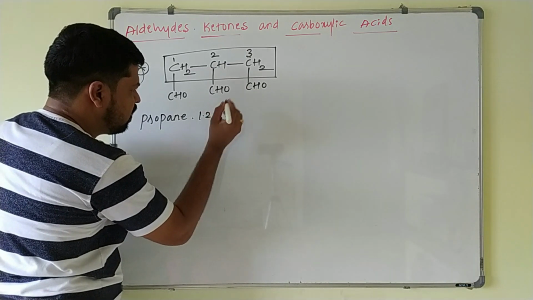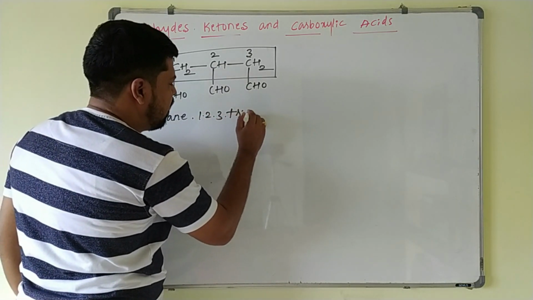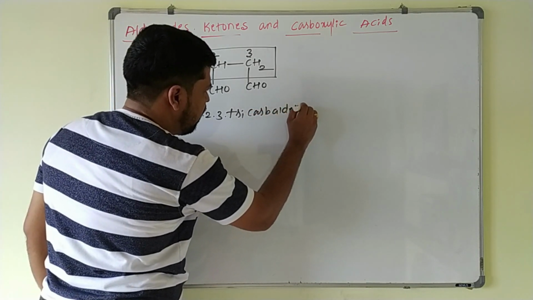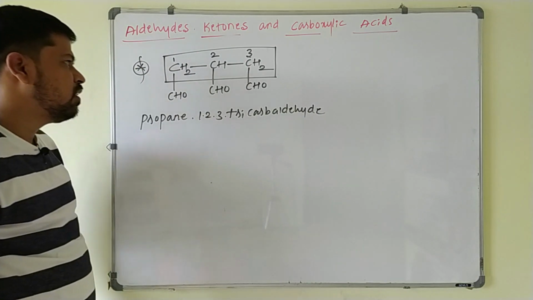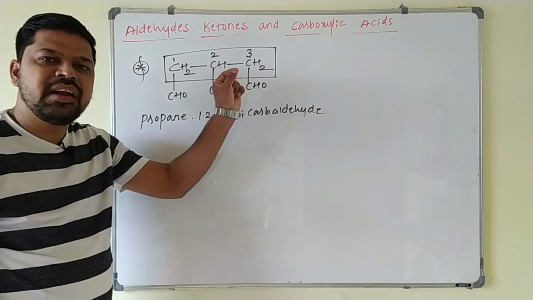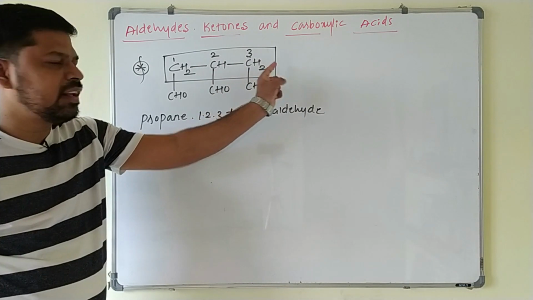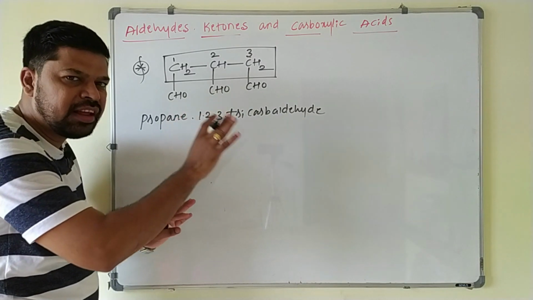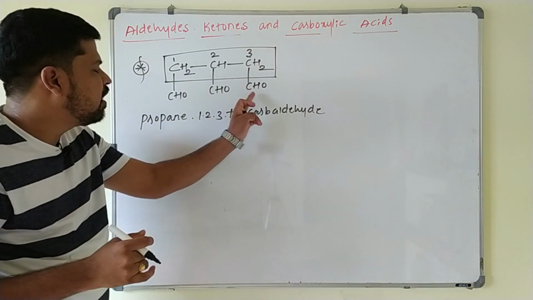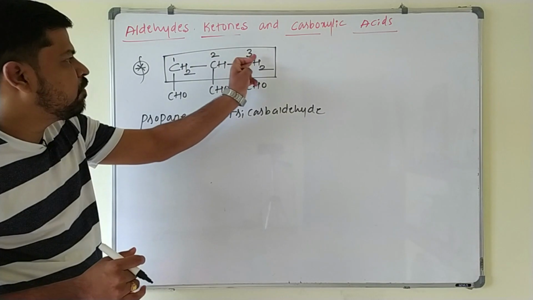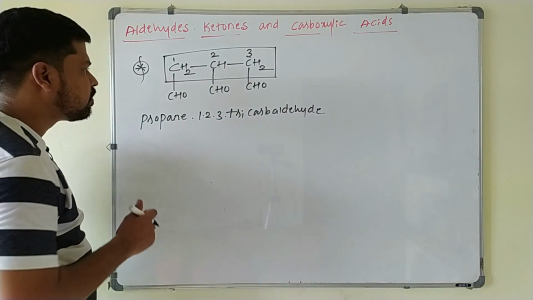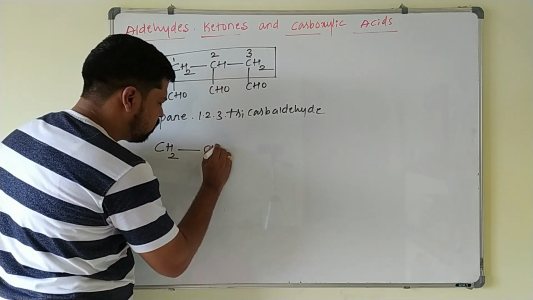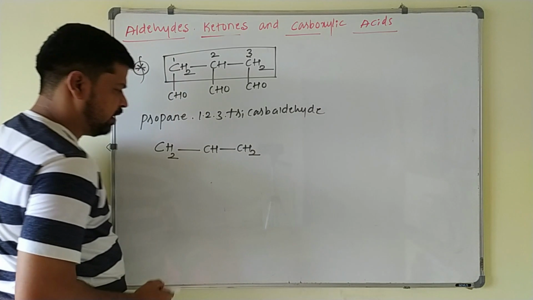1, 2, 3 tricarbaldehyde. 3 aldehyde groups are there, so it becomes tricarbaldehyde. Whenever 3 or more than 3 aldehyde groups are present on an unbranched chain like this, then the carbon atoms of the functional groups are not included in the numbering, just these groups are named as derivatives of the parent chain here. Okay. Next, suppose I take another example here, suppose CH2, CH and CH2 here.